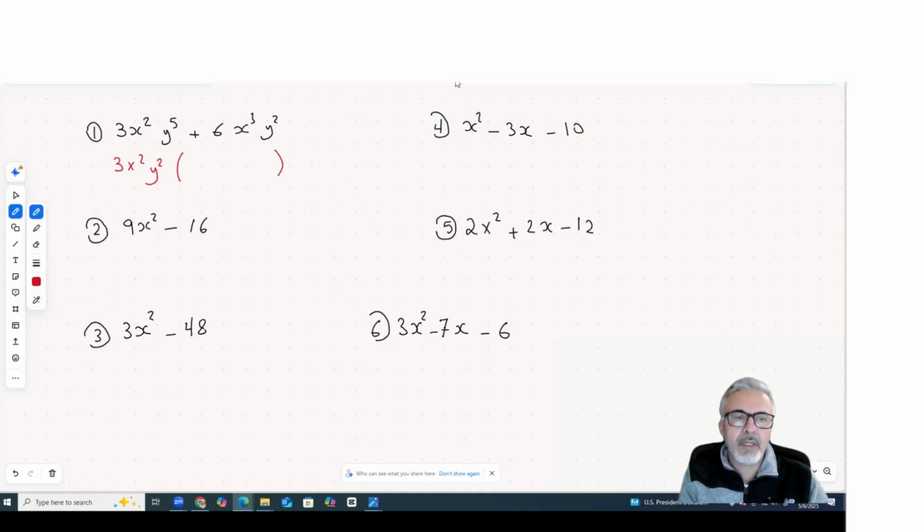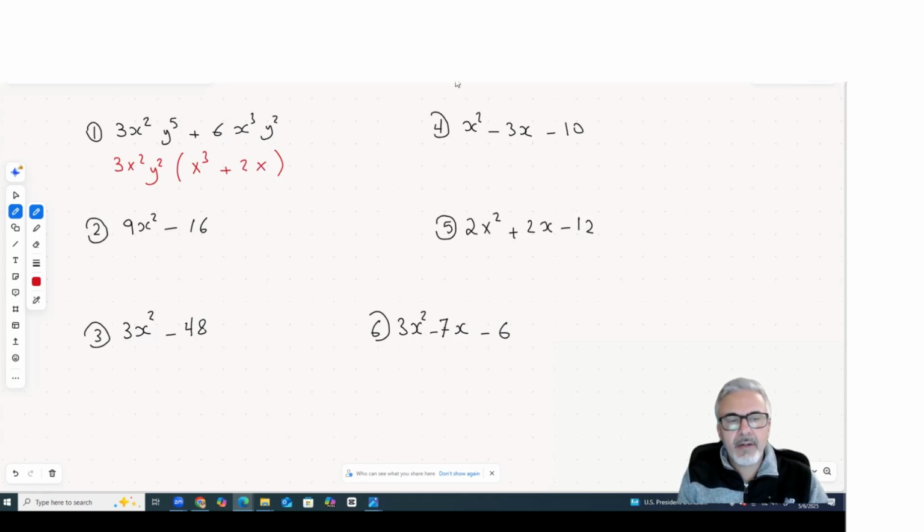and to find out what you're going to write here, just take each term and divide by the greatest common factor. So this divided by this will give you x cubed. You have plus, and this divided by this will give you 2x. And this is your answer.